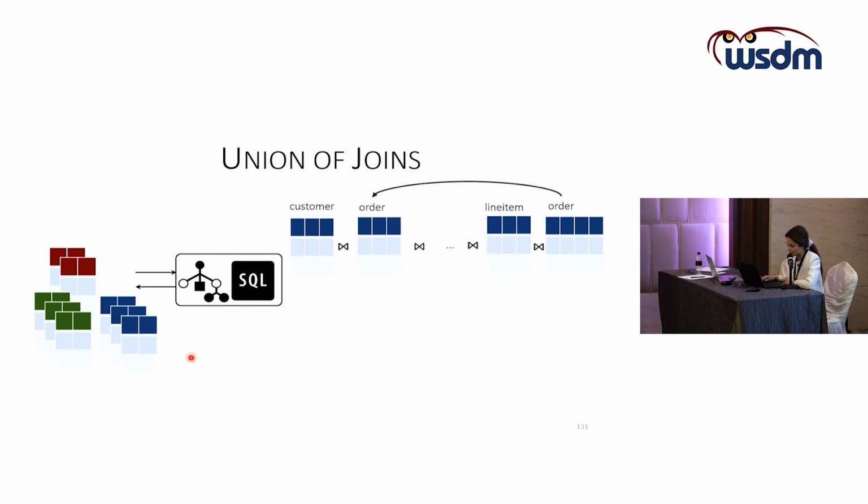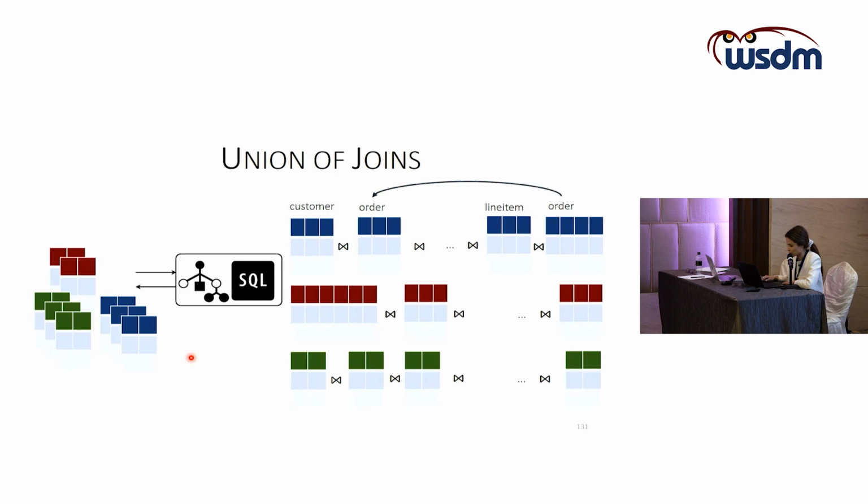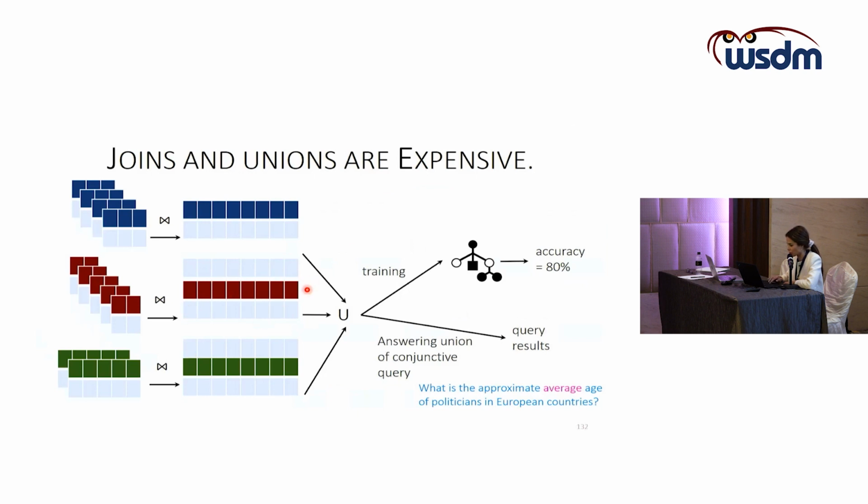Let's assume that this company has databases in different locations. For example, one for the West Coast, one for the East Coast. And each of these databases has different relations, tables, and different ways of joining them. So in this case, in order to train a model, I not only need to perform a join, but also need to perform a union over the result of all of the joins and then perform model training, or use the data for answering some union of conjunctive queries to get some results. For example, in this case, I may say, what's the approximate average age of politicians in European countries? So both the join and union operations, as well as the training, could be very expensive.